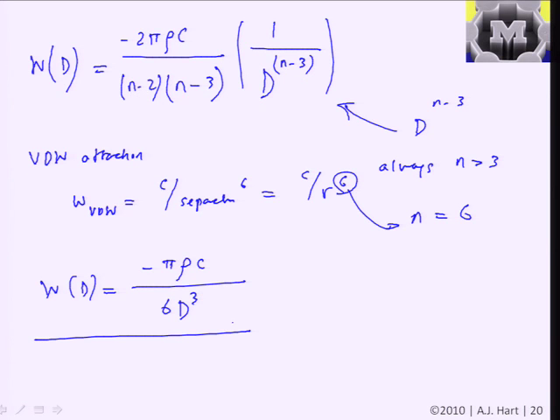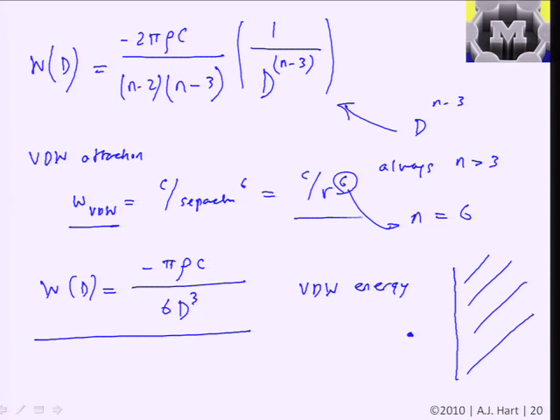So this is our van der Waals attraction energy between a small thing and a big flat thing, if the van der Waals attraction potential is represented by a constant divided by r to the 6th.